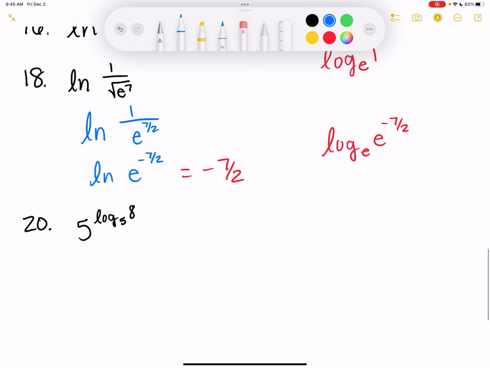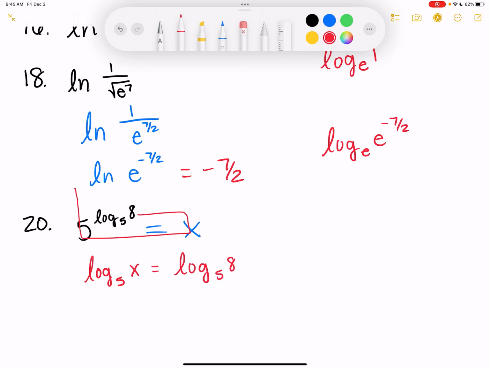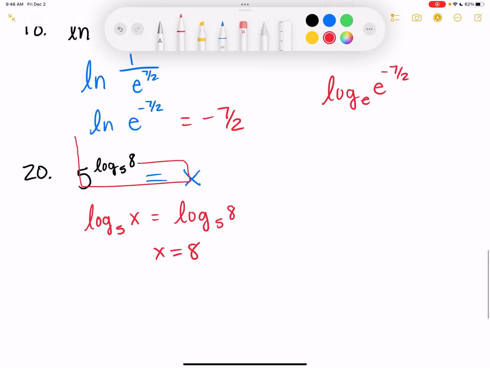Now, if you were to forget that, I'm going to back it up. Say this is equal to x. So log base 5 of x is equal to the log base 5 of 8. Log base 5 of x is equal to whatever this last thing up here is. Because these have the same base, x is equal to 8. So if you forget the property, that's what it would be.